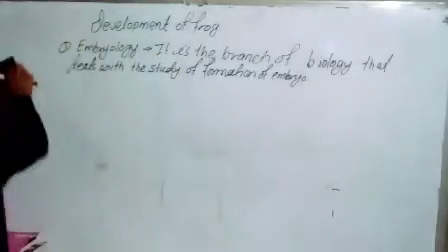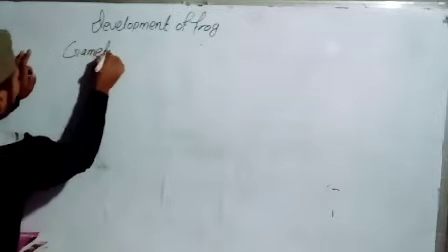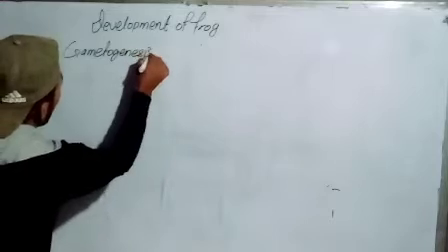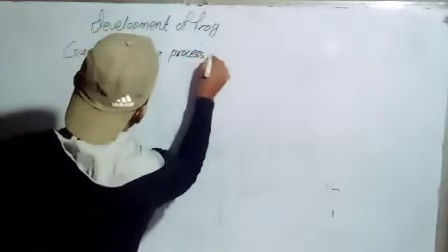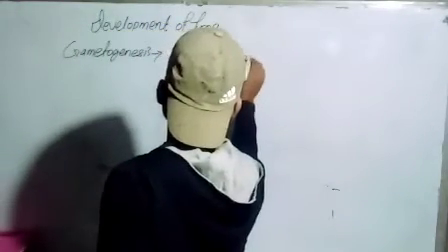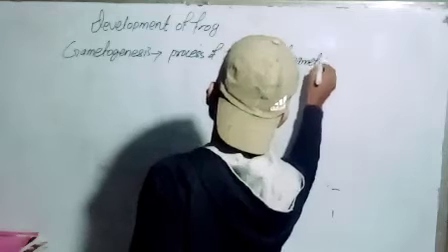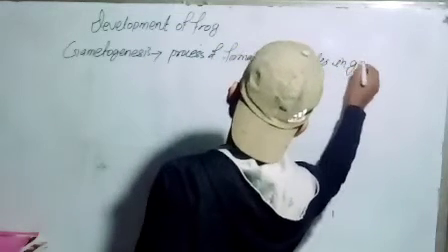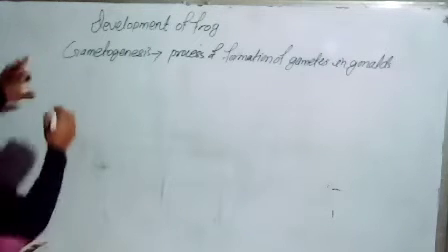So I will erase this, and some of the sequences are right here. Gametogenesis. You already know gametogenesis. It is the process of formation of gametes in gonads. Gonads means what? Gonads are the glands where gametes are produced, where gametes are formed. And after gametogenesis, fertilization.